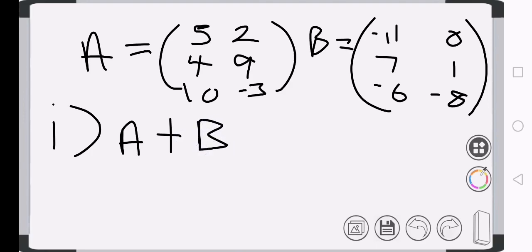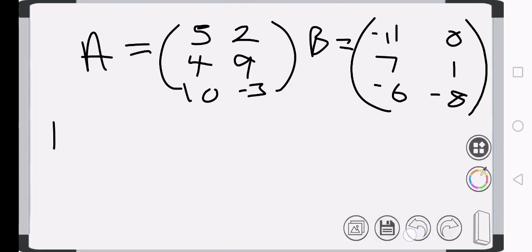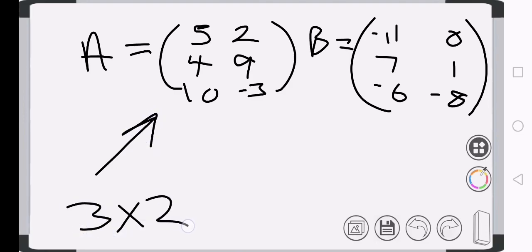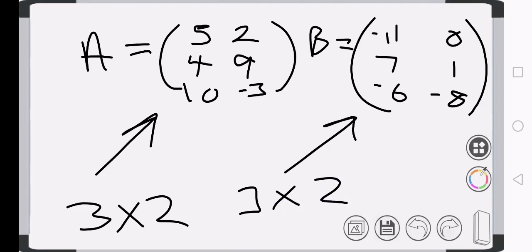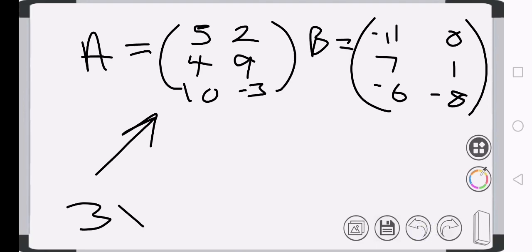Find A plus B. It's quite simple. First thing you do is to identify the matrices you have. So this matrix A is a 3 by 2 matrix. This matrix is also a 3 by 2 matrix. So since the dimensions are the same, it's possible for us to add these matrices. That's the first thing you have to keep in mind.